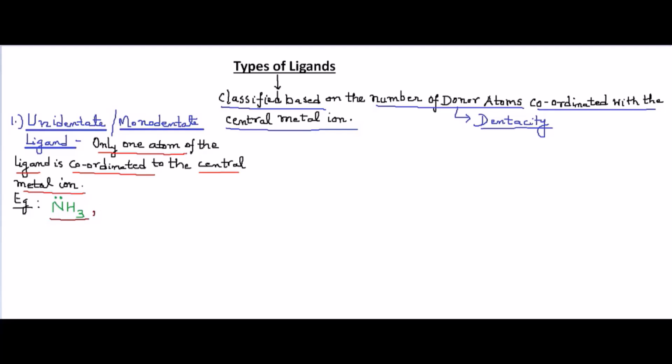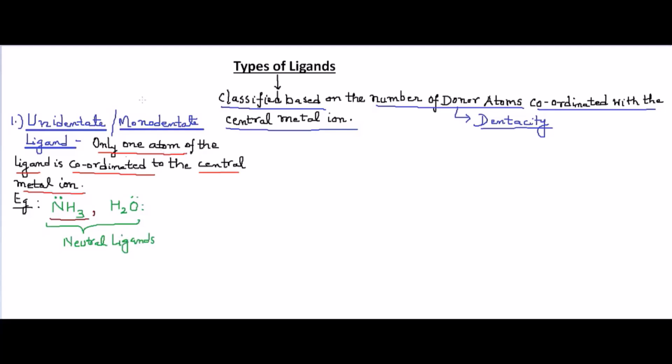Another example of this category is the water molecule. Yes, H2O can also act as a ligand. Oxygen contains two lone pairs, and oxygen here is the donor atom, and it donates one pair of electrons to the central metal ion. These two can be classified as monodentate ligands which are neutral in character. Since they do not have any charges, they are neutral ligands.